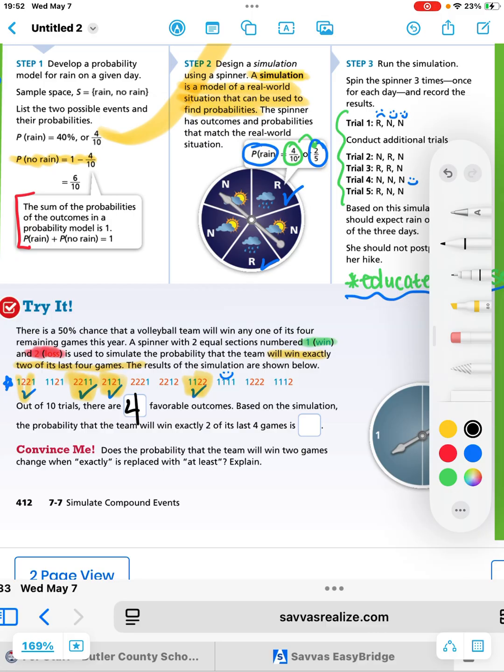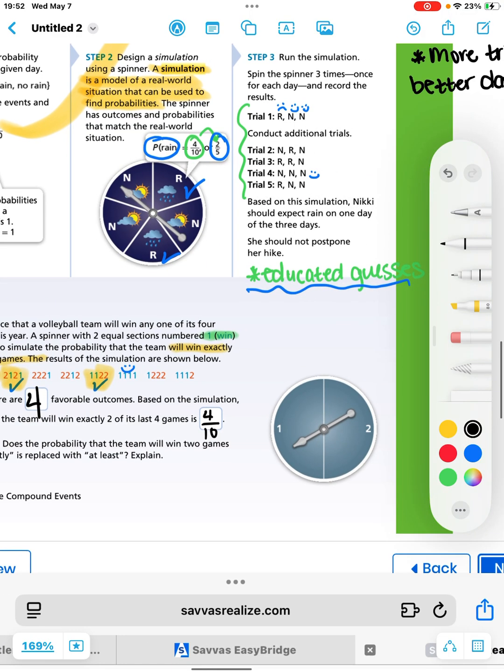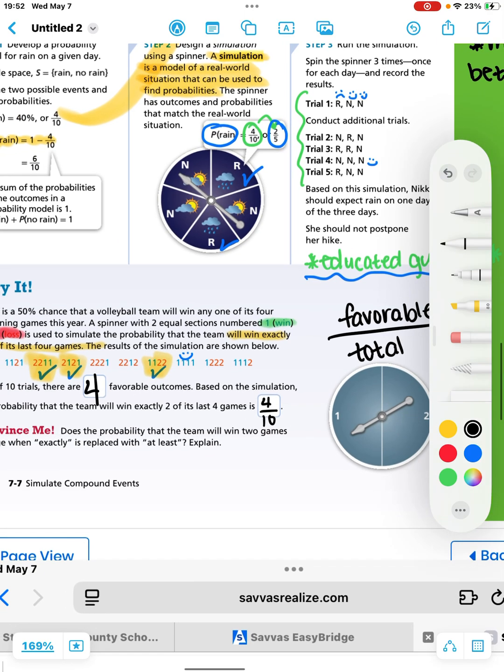So therefore, that probability would simply be 4 out of the 10. For probability, it's always favorable out of your total outcomes. So that's why my 4 is what I'm wanting, and then 10 comes from the 10 trials that I have.